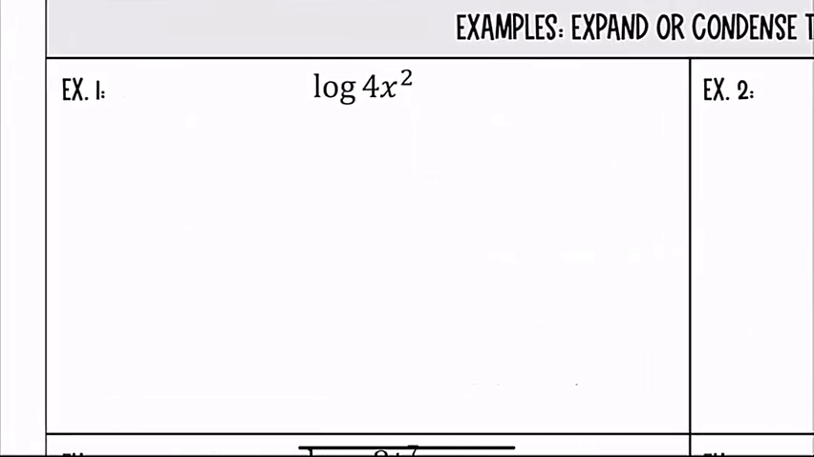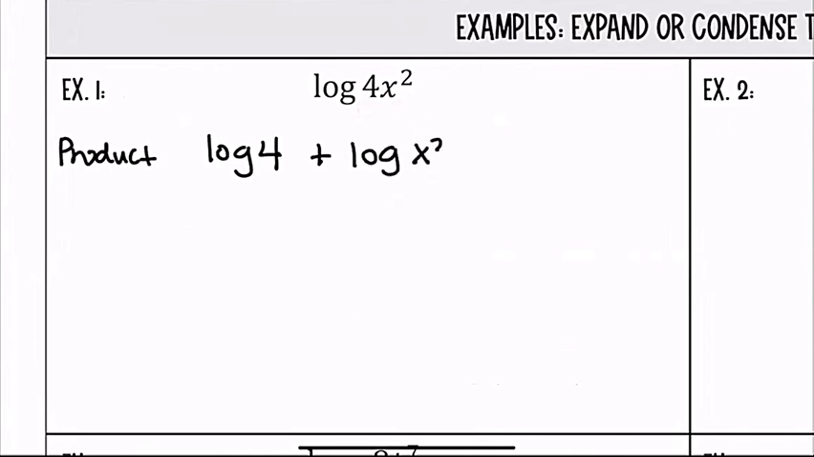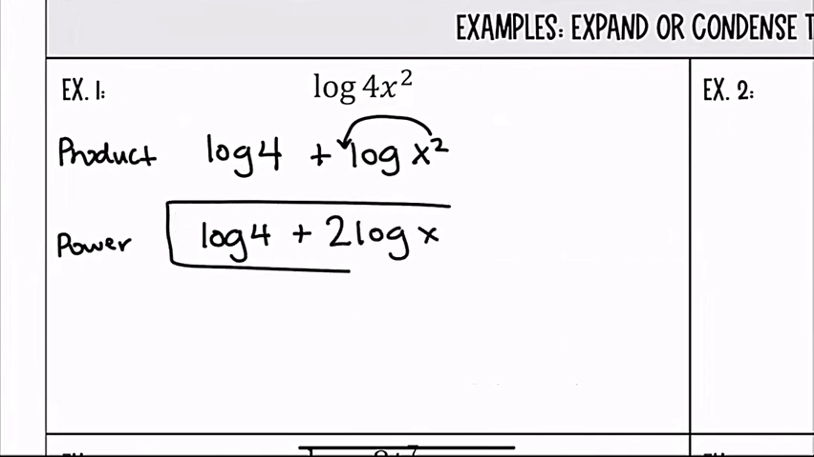So number 1 says log of 4x squared. So you have the log of 4 times x squared, so we could split these up per the product rule. Product rule says if we're multiplying two things, we could also add them together with their own log. And it would look like that. And then per the power rule, if we have an exponent, it can also become the coefficient. Like that. And that would be our simplified answer.